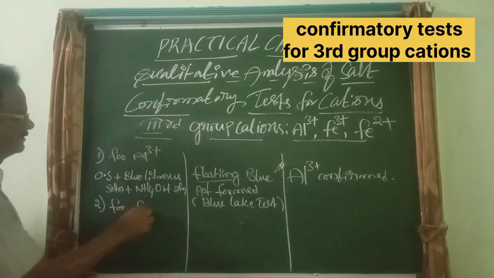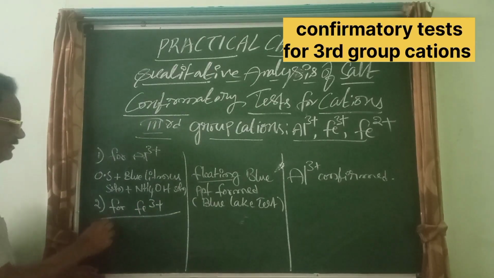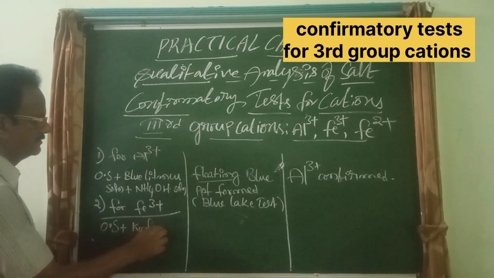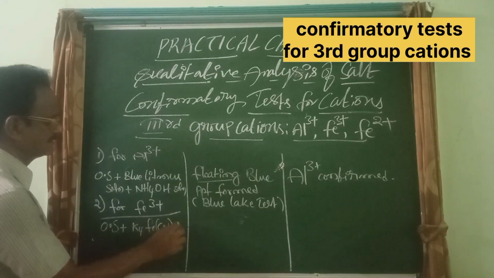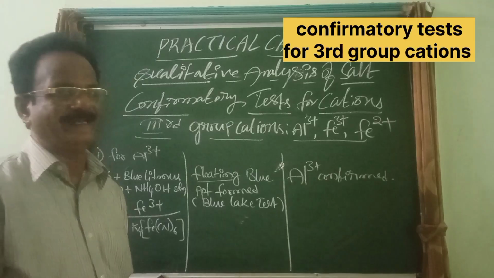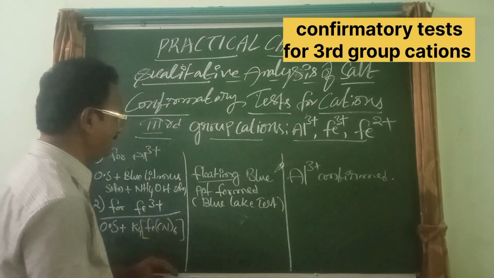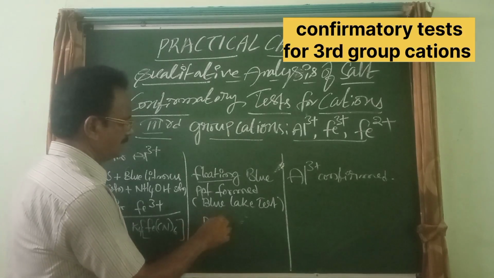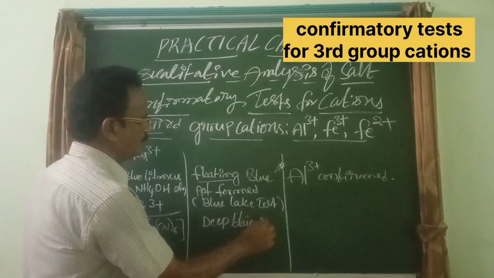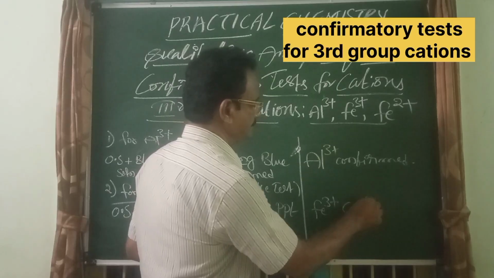Now next, for Fe3+, when original solution is added with potassium ferrocyanide, K4[Fe(CN)6], okay, potassium ferrocyanide, then if there is a deep blue color precipitate, deep blue precipitate, okay, Fe3+ is confirmed.